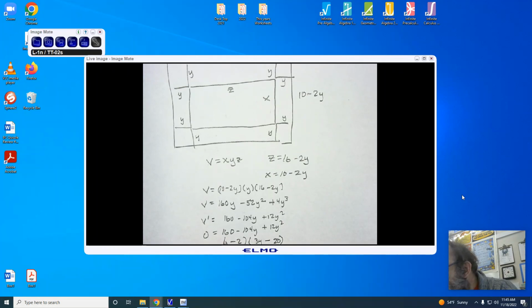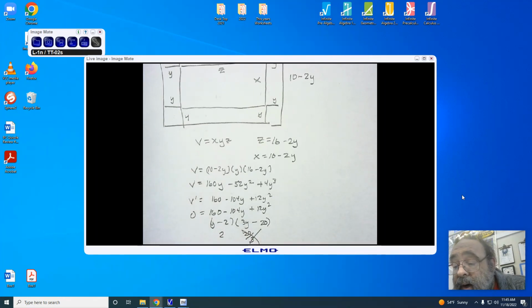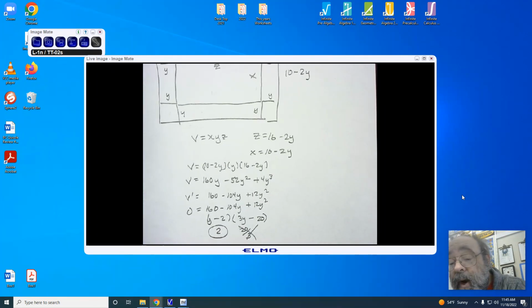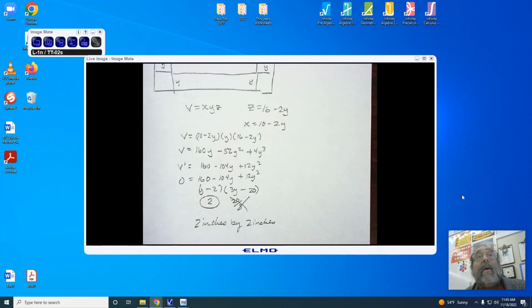This gives me two possibilities, 2 or 20 thirds, but 20 thirds is too large and therefore is not within our appropriate domain. So I'm now going to go to my only option, 2, and that means that the squares are 2 inches by 2 inches. So the employee must cut out squares of 2 by 2 inches in order to maximize the volume for the box that he is trying to make, given the dimensions of a 10 by 16 piece of cardboard.